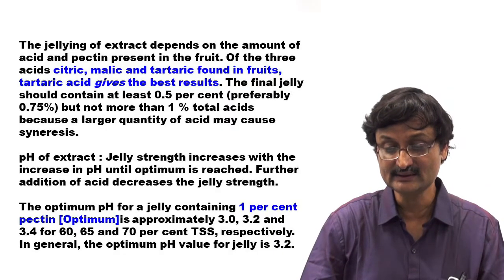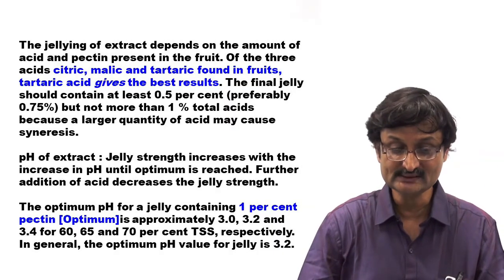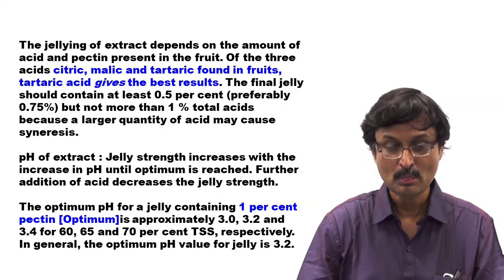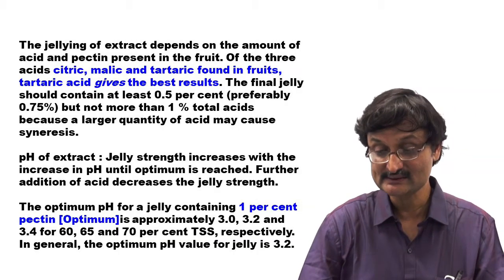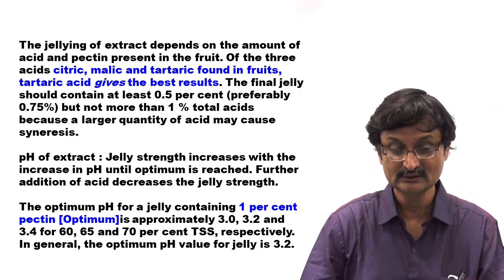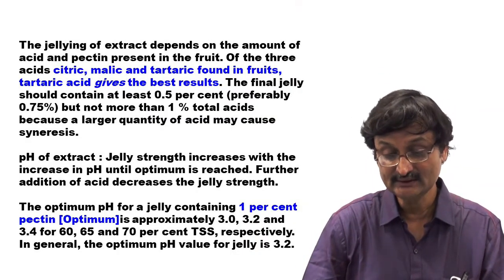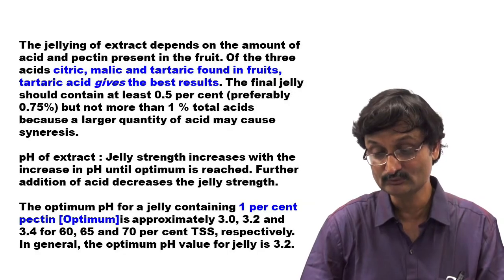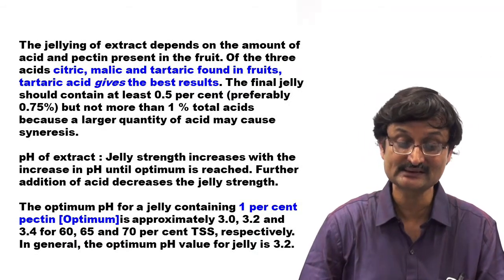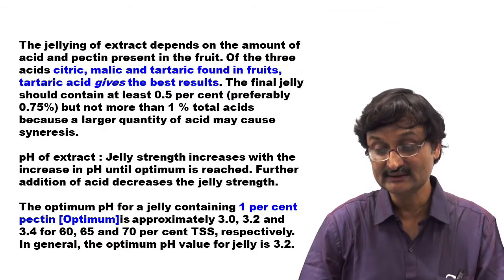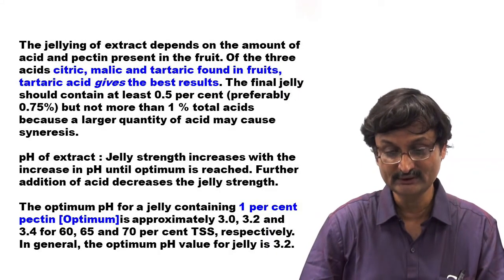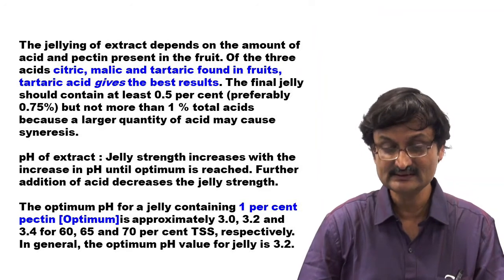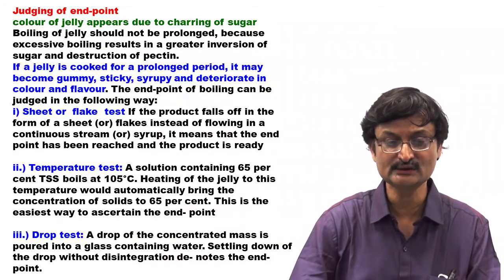pH of extract. Jelly strength increases with the increase in pH until the optimum is reached. The optimum pH for jelly containing 1% pectin, which is optimum, is approximately 3, 3.2 and 3.4 for 60, 65 and 70% TSS. In general, the optimum pH value for jelly is 3.2, corresponding to 65% TSS. Judging of endpoint.